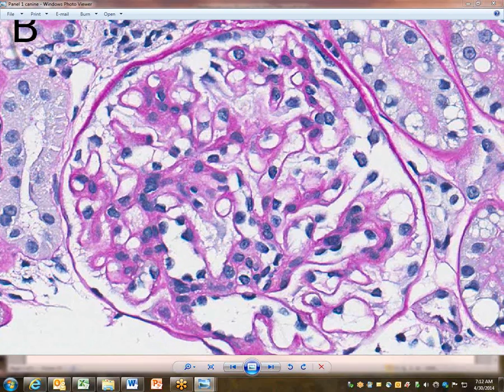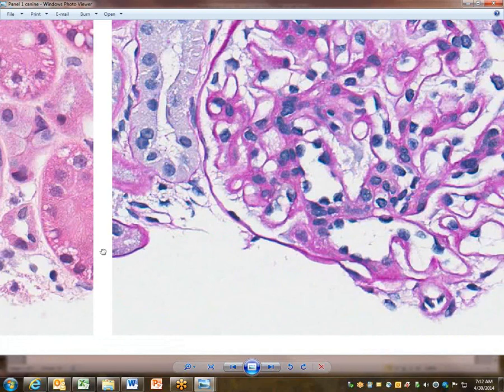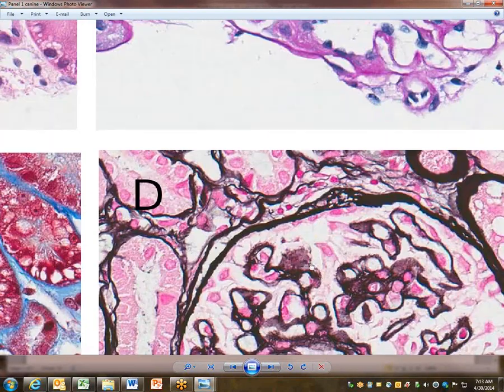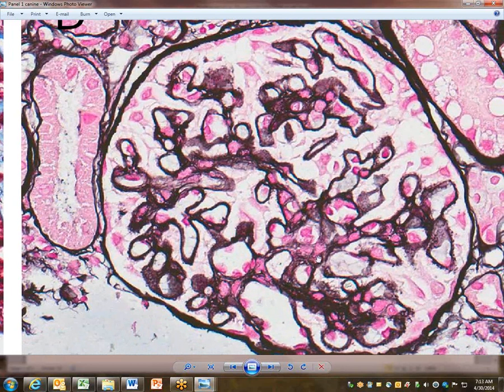But you're correct, and another piece of this is that it's a little easier to appreciate on the PAS that these are truly areas of mesangial expansion with increased mesangial cellularity. You were right the first time. I just think the anatomic categorization of what we're looking at is a little more distinct in that regard. And let's go then to the silver stain or method.